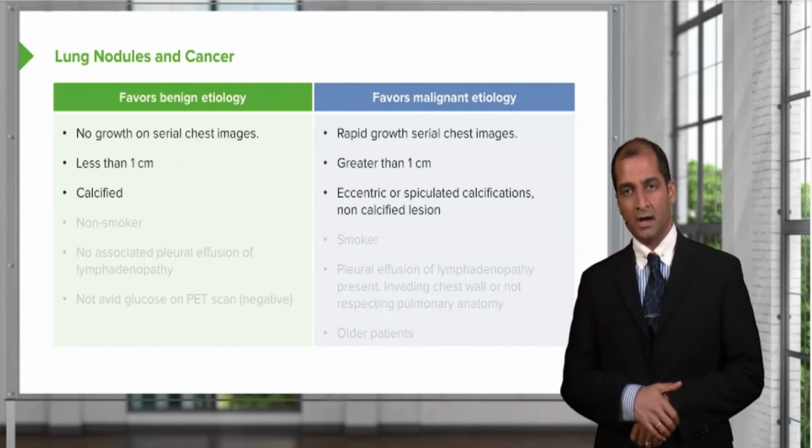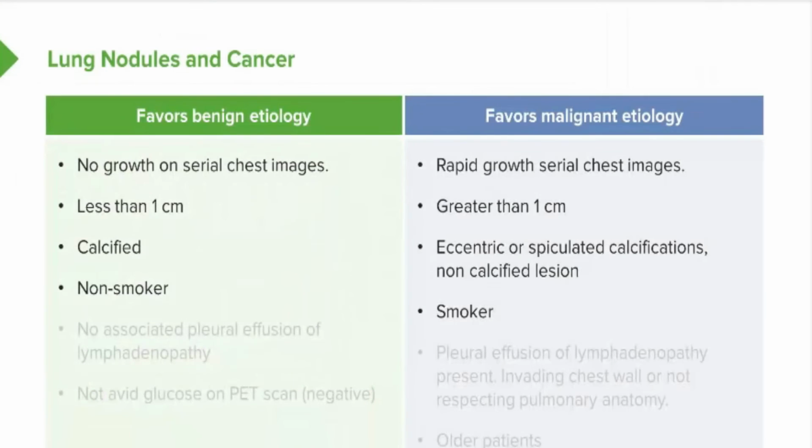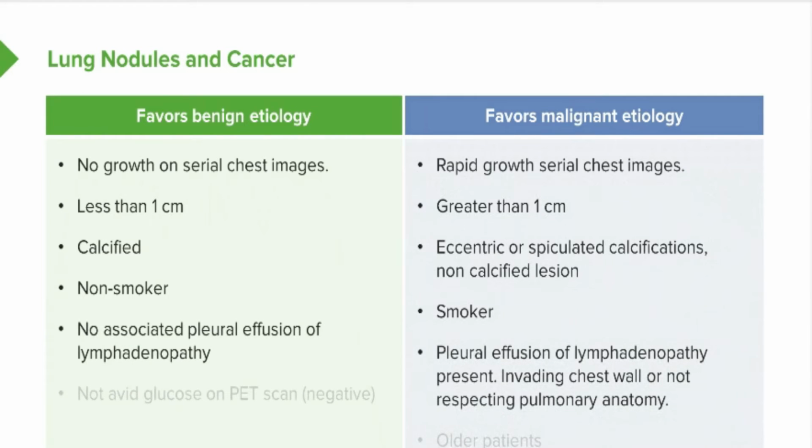Or even a non-calcified lesion. Benign, non-smoker. One big exception: adenocarcinoma. Smoker, many of them, including small cell or squamous. Benign, no associated pleural effusion. If it's malignant, we talked about it being hemorrhagic-like, invading the chest wall.